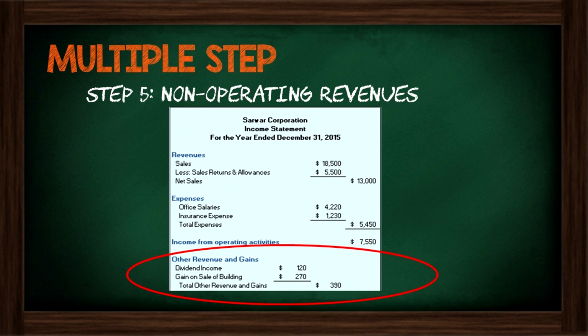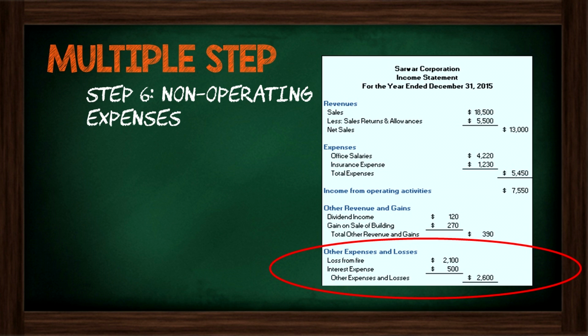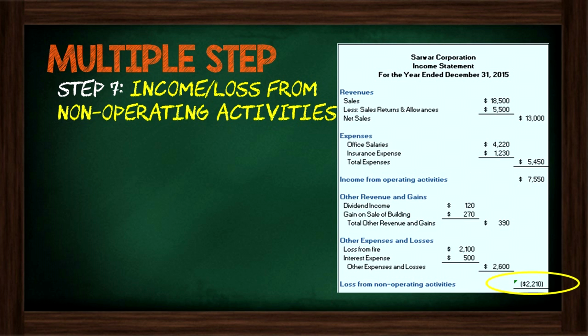After we report our non-operating revenues, we then record our non-operating expenses under the header of other expenses and losses. So these would be obscure expenses that the business wouldn't incur on a day-to-day basis. In this case, a loss from fire and interest expense. We have a loss of fire of $2,100 and interest expense of $500, giving us a total other expenses and losses of $2,600.